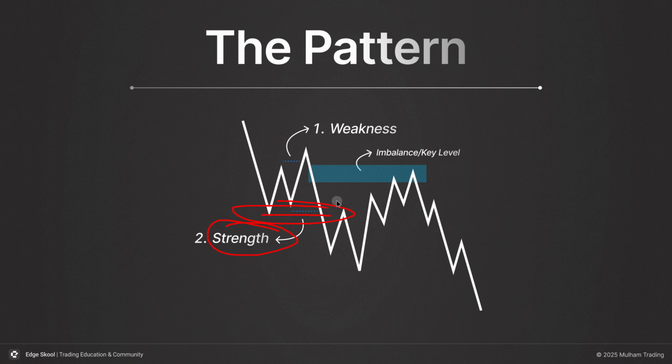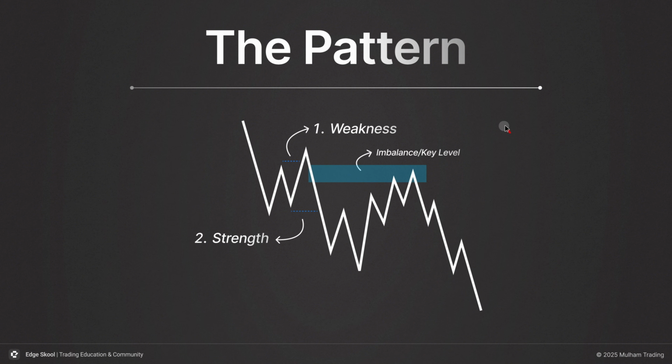We break structure, and as price was going down, we create an imbalance as well. Whenever we have this weakness and strength and a creation of an imbalance or just any key level, that's our pattern. That's where we're going to be looking for continuation. As price goes inside the imbalance, we're going to be looking for our continuation, but in a specific way, by using the rectangle that we talked about in combination with this pattern.